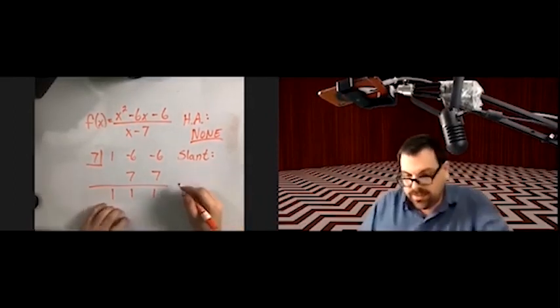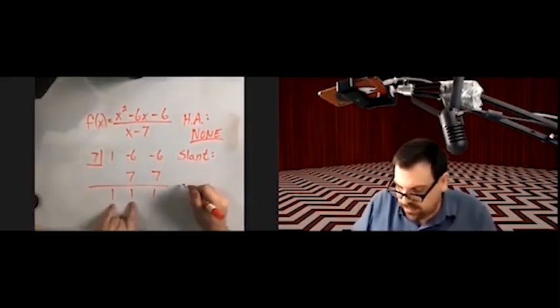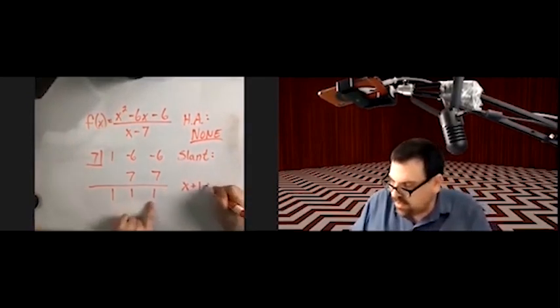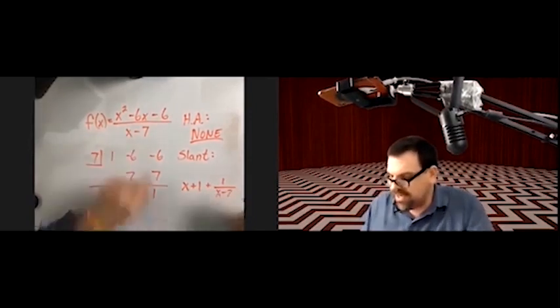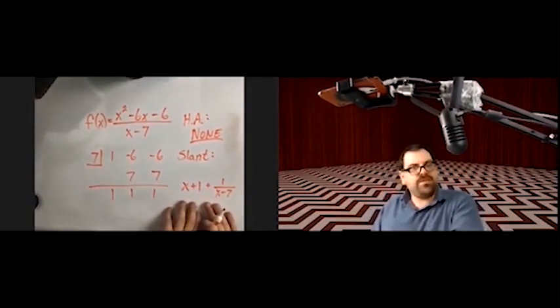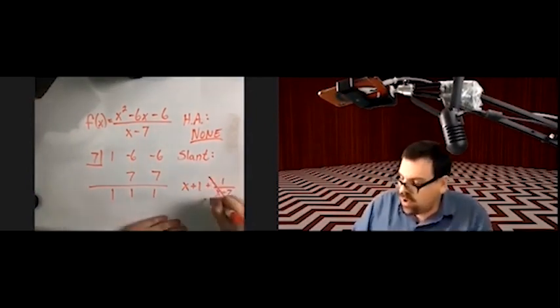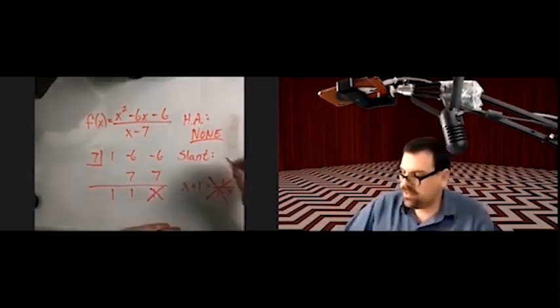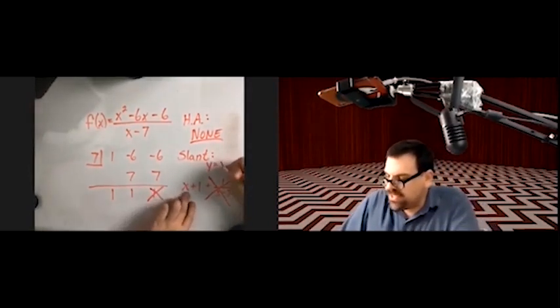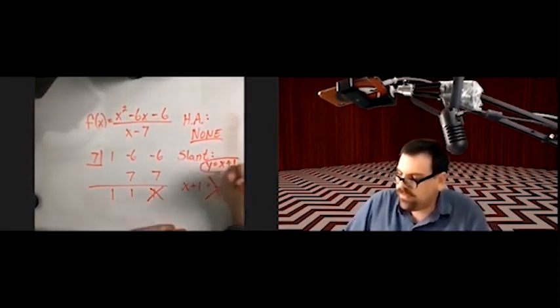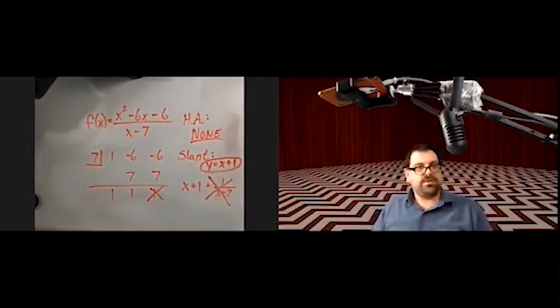What we would get, it's an x squared that we're bringing down. We would have x plus 1, and then a remainder of plus 1 over x minus 7. This would be the actual division. The slant asymptote, we throw away the remainder. And y equals x plus 1 would be the slant asymptote. That's all we do to find a slant asymptote.